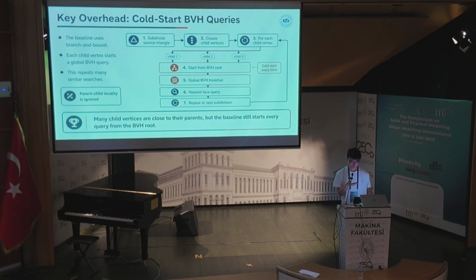The key observation is simple. A child vertex is usually close to its parent vertex, so the nearest surface of the child is often related to the nearest surface of the parent. If we ignore this relation, many global child queries become redundant. This is the cost we want to reduce.